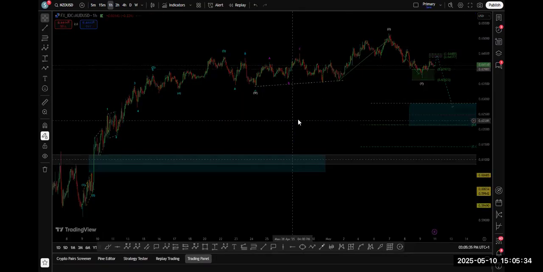New Zealand USD, the same thing. Yeah, again. New Zealand USD, slow internet.